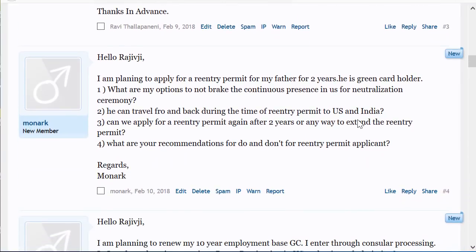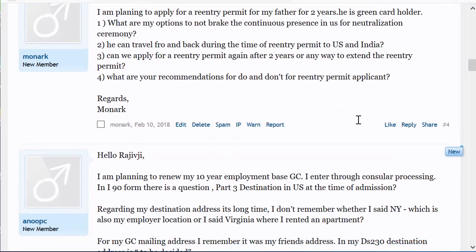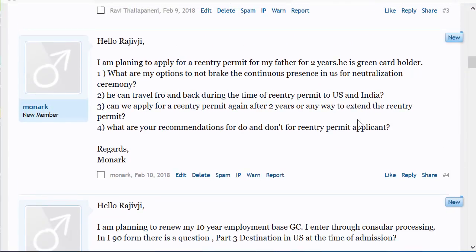Okay. We go on to Monarch's question. Planning to apply for reentry permit for my father for 2 years. What are my options to not break the continuous presence? Look, first of all, in order for somebody to have continued presence in the United States, they have to make USA their permanent home. This is not complicated. This is an easy question and an easy answer.